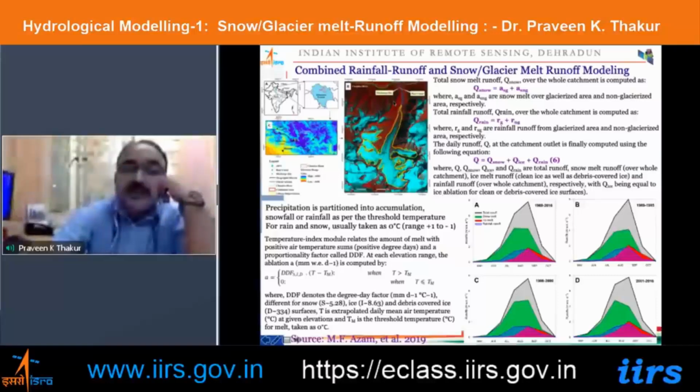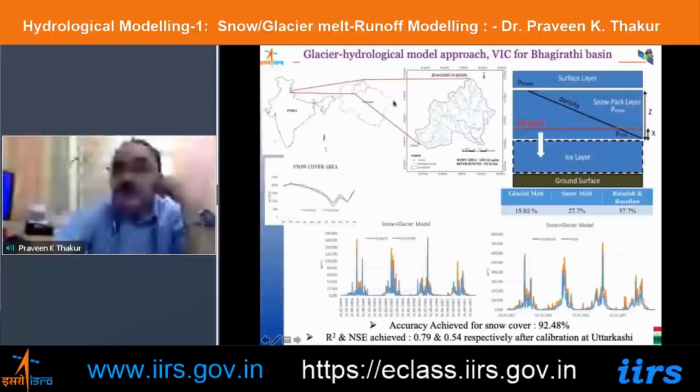But if you take the same basin, for example at Uttarkashi, it is 57% rainfall runoff, because here we are much farther away from the permanent glaciers. The higher you go in the river catchment, the more the relative contribution of snow melt and glacier melt will increase.